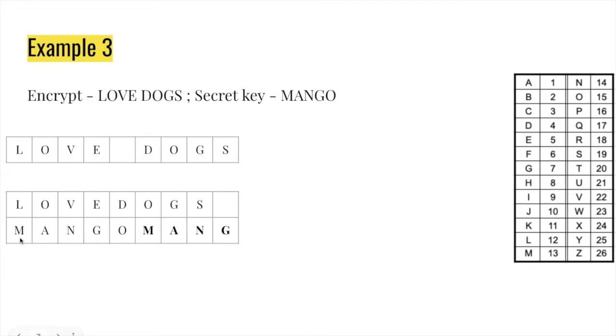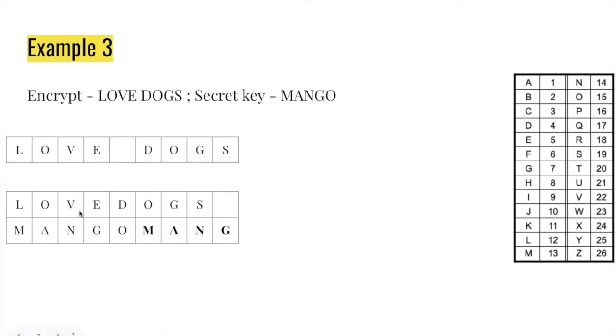So here you can see that I have written mango, and here the secret key finishes. So how do I cover the remaining letters? So essentially, you stream the same secret key along the length of your plain text. So here we just need additional 3 letters, which is MAN.